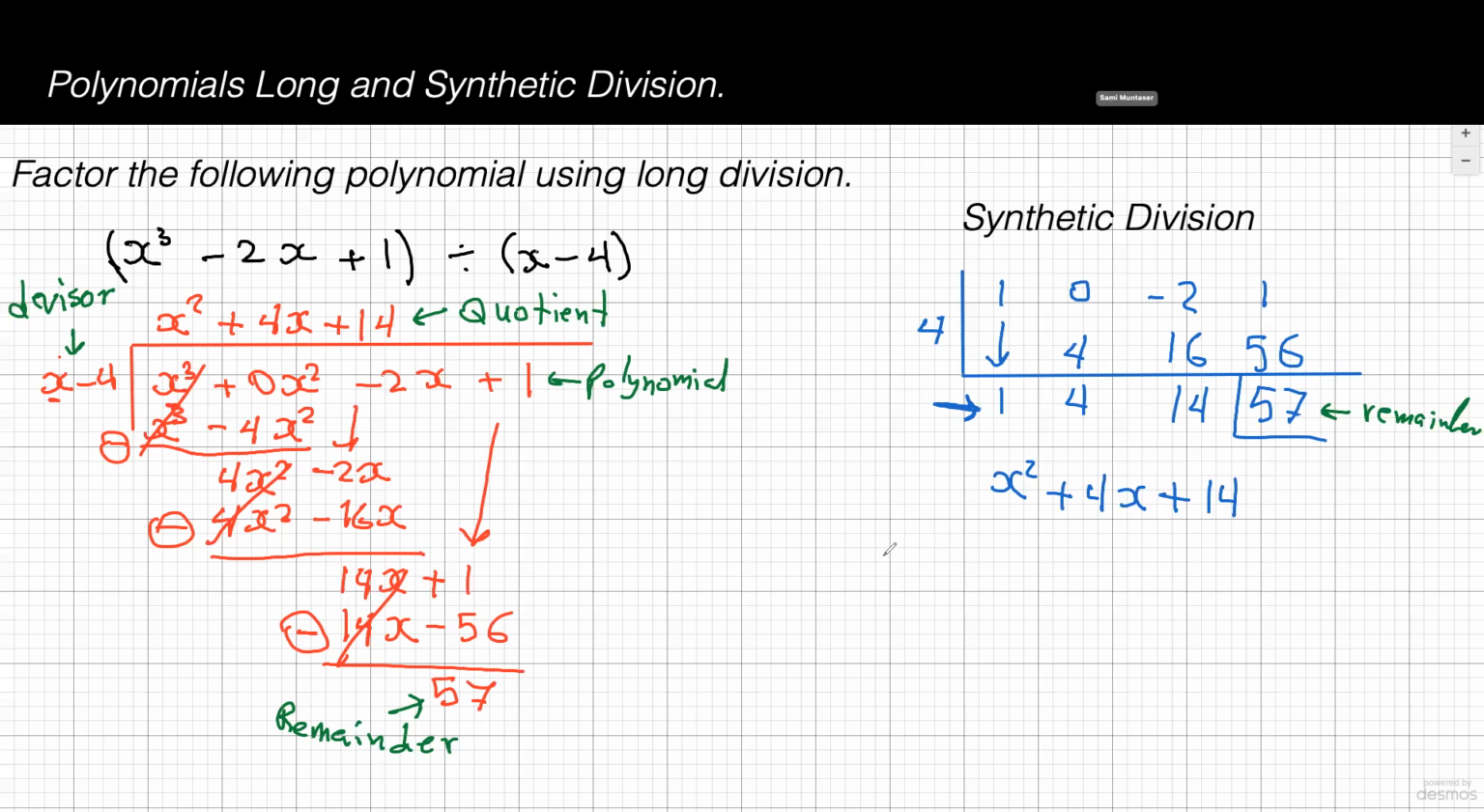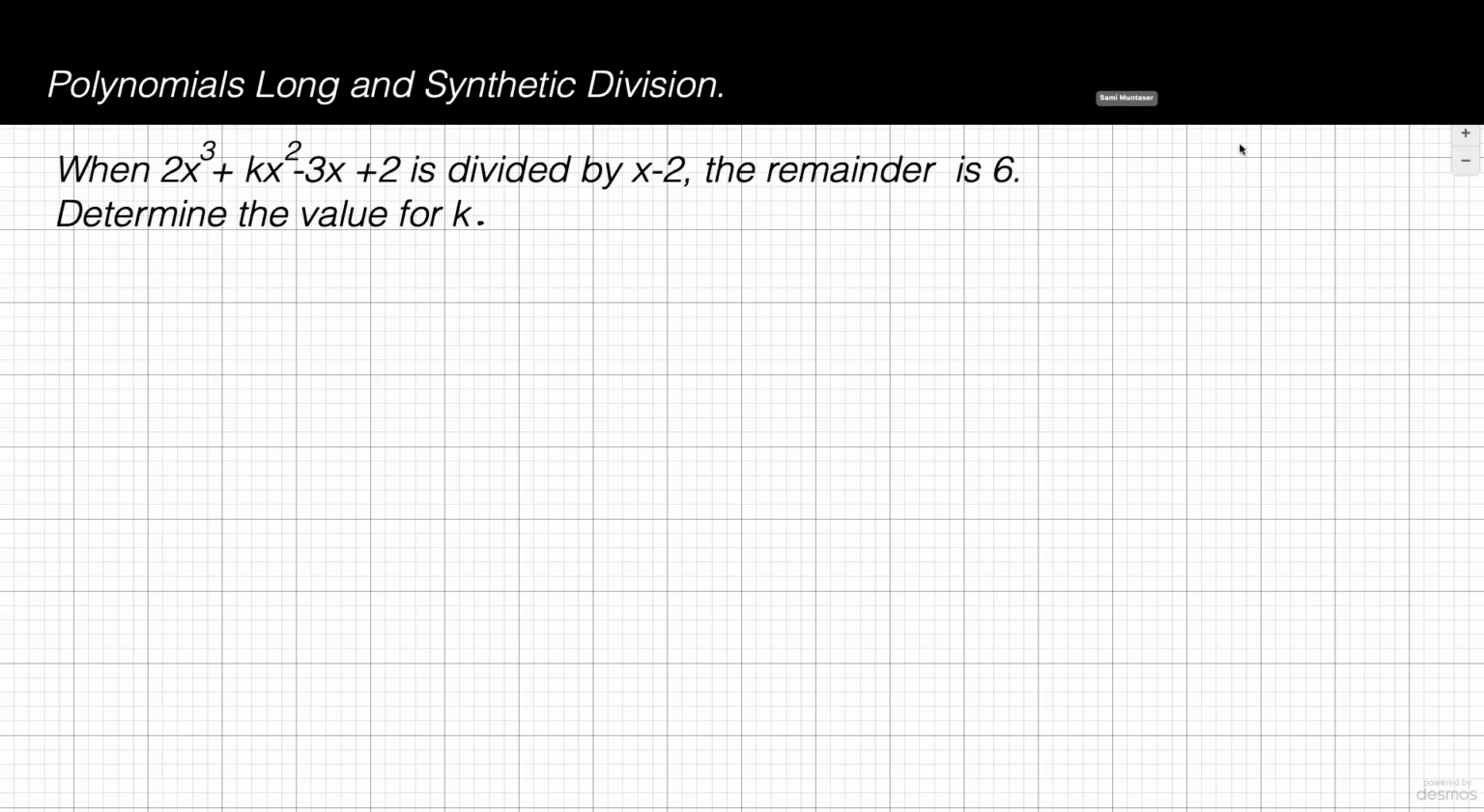So I'm going to show you one more thing about factoring polynomials, and we'll end it with that. So here's a question that they're asking you: when 2x cubed plus kx squared minus 3x plus 2 is divided by x minus 2, the remainder is 6. Determine the value for k.